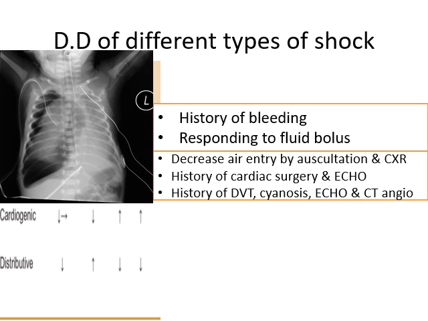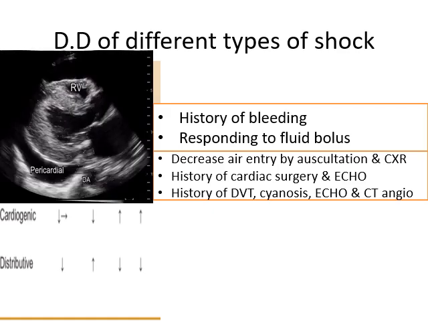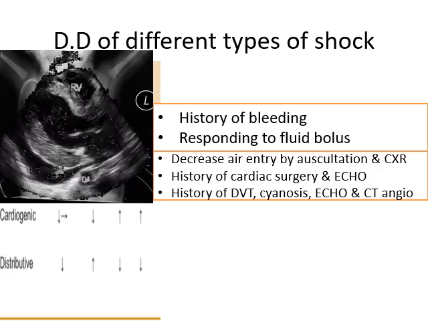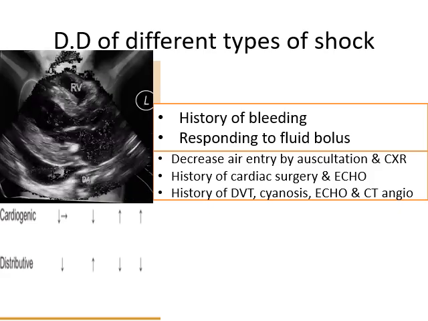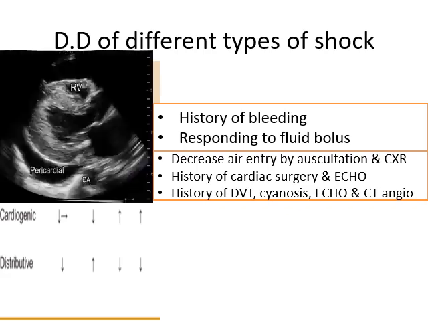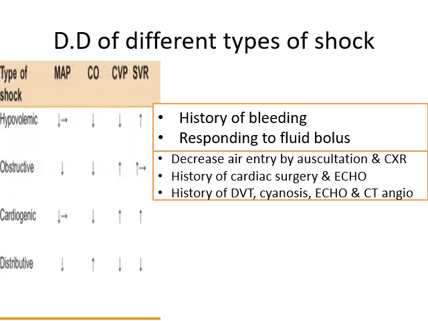Also, tamponade can be easily detected by a history of cardiac surgery like valve replacement or CABG, and the echo by a specialized doctor can diagnose the fluid collection in the pericardium, this fluid compressing the right side of the heart. Also, you can diagnose pulmonary embolism by history of DVT, cyanosis of the patient, and echo for this patient, and the gold standard is CT angiography.